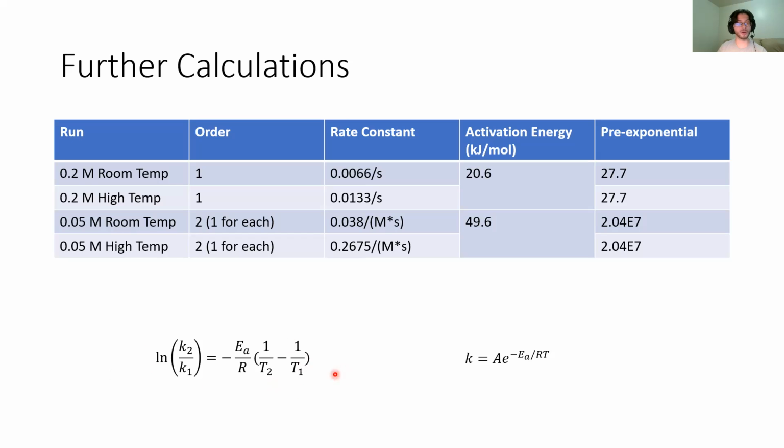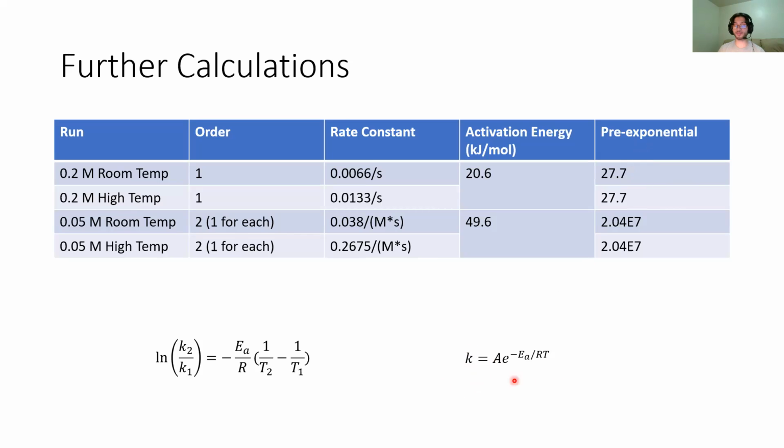So we're going to start here and we're going to take our 2 different rate constants at 2 different temperatures. And we're going to do this twice, both for our 2 different concentrations. And we're going to get 2 different activation energies. Lower for the 0.2 molar, which again should make sense. We have excess, so it takes less energy for the reaction to go, since it's just more likely to happen.